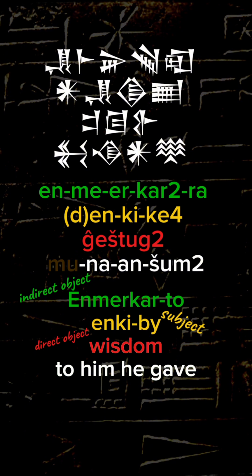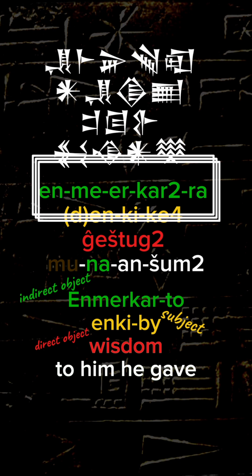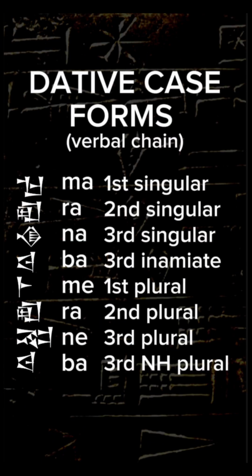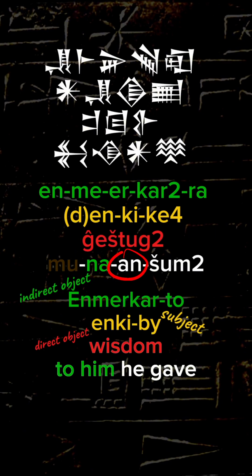All right, now, na. This is cross-referencing the dative and the indirect object of the nominal phrase, of the noun phrase. It's in the third person, and it's cross-referencing Enmakar, saying to him. Here are some other forms of the dative case as the indirect object. Now, n, this is the final person prefix in the third person. If you see an n within the verbal chain, n always represents the third person.